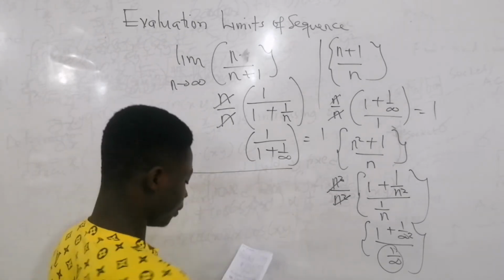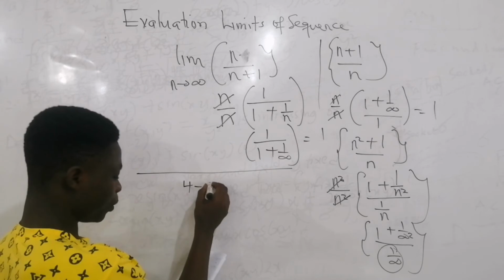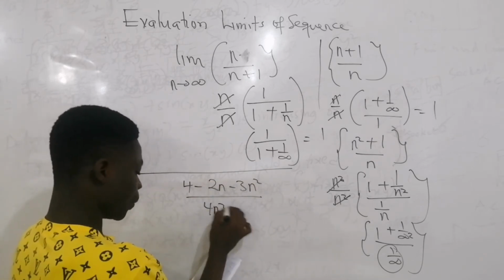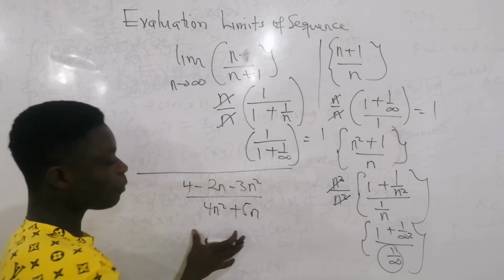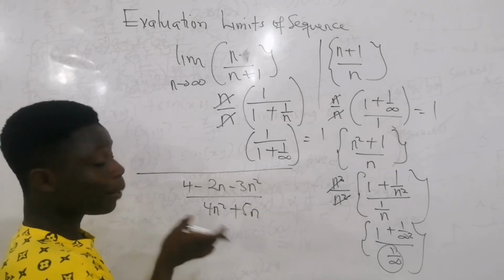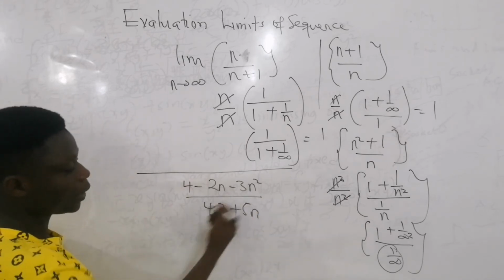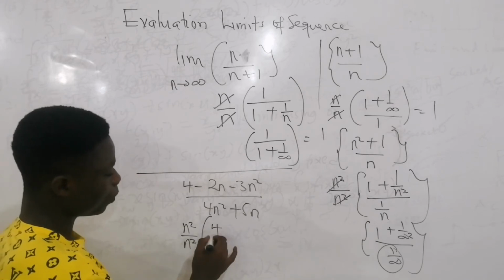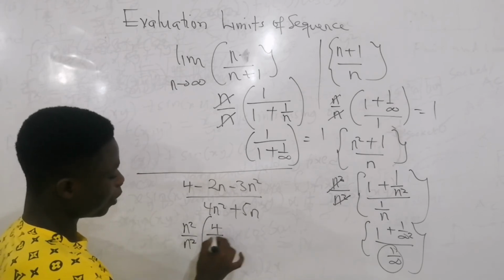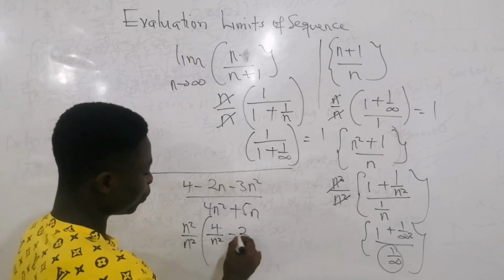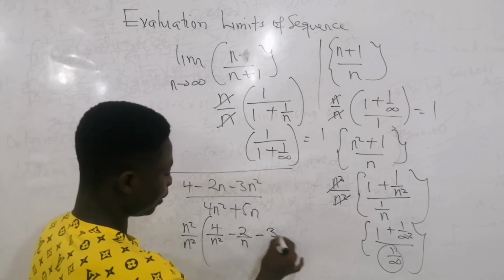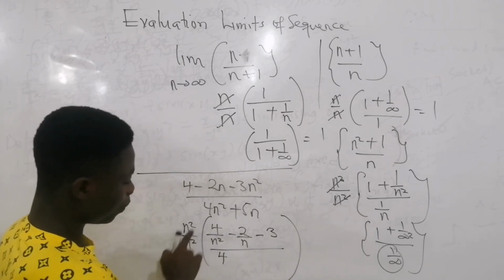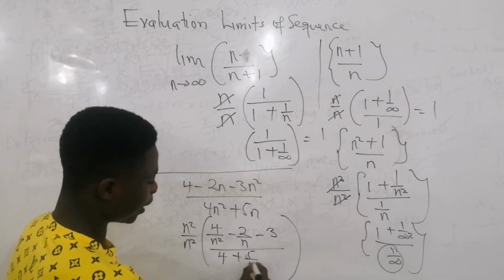Okay, let's take another one. With the next one, we're going to take 4 minus 2n minus 3n squared, all over 4n squared plus 5n. And we are finding the limit of this. Now, as n approaches infinity, the highest exponent is n squared. So n squared over n squared, bracket open. This will give you 4 over n squared minus 2 over n minus 3, and all over, this will give you 4 plus 5 over n.